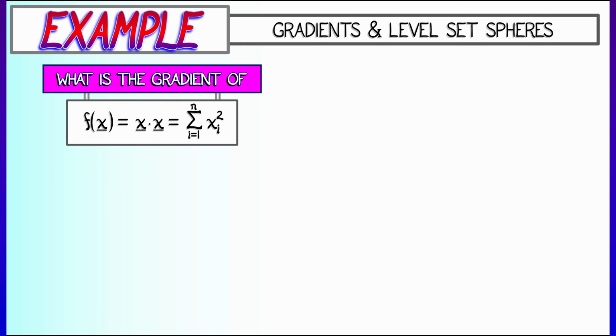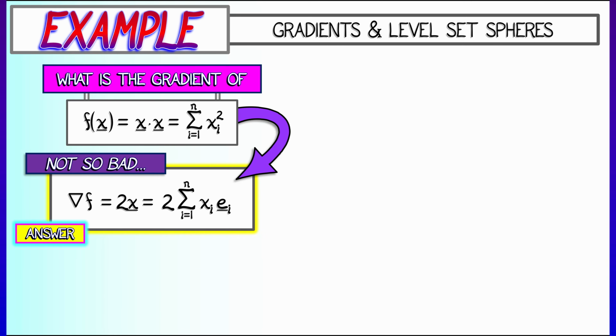Now let's see what happens when we look at an example involving gradients and level sets in arbitrary dimension. Consider the function f of x equals x dot x on Rn. That is the sum as i goes from 1 to n of xi squared. What is the gradient of this function? Well, it's not so bad. You can show that the gradient of f is really 2 times x. That is, in the ith component, it is 2 times xi.